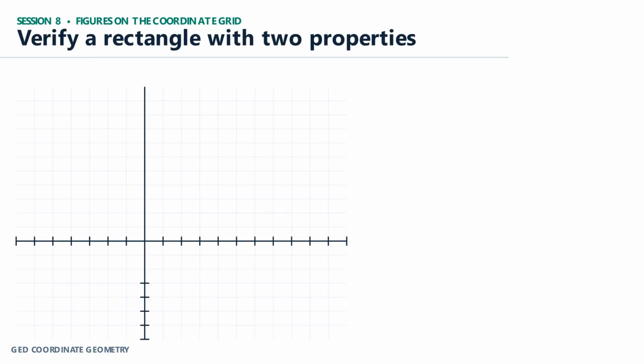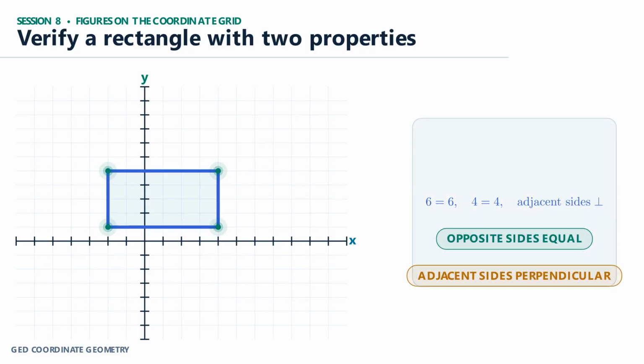To verify a rectangle, show more than equal-looking sides. Opposite sides must be parallel, adjacent sides must be perpendicular, and opposite sides must have equal lengths. For vertices (-2, 1), (4, 1), (4, 5), and (-2, 5), the horizontal sides measure 6, the vertical sides measure 4, and every corner is a horizontal-vertical right angle.